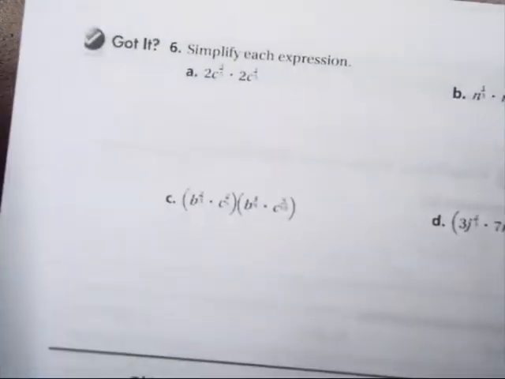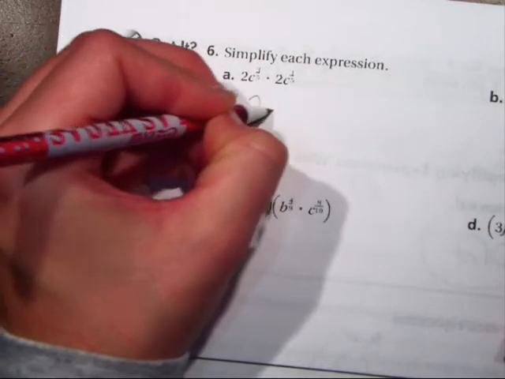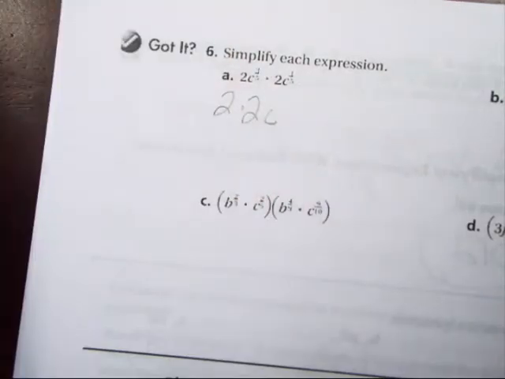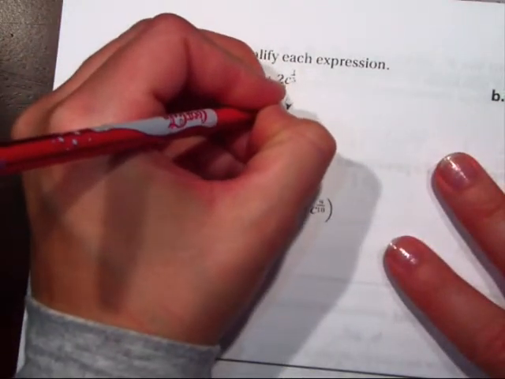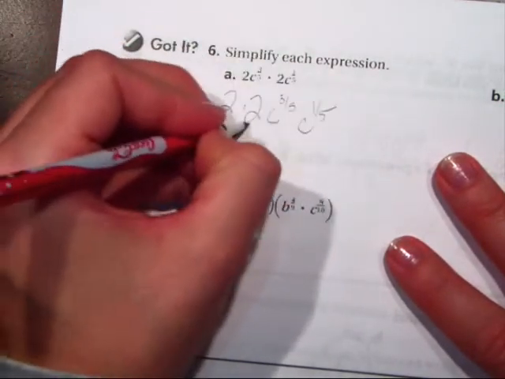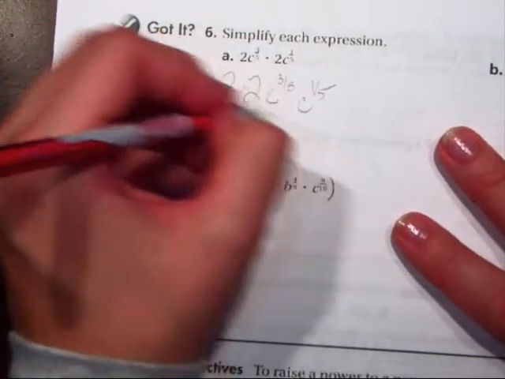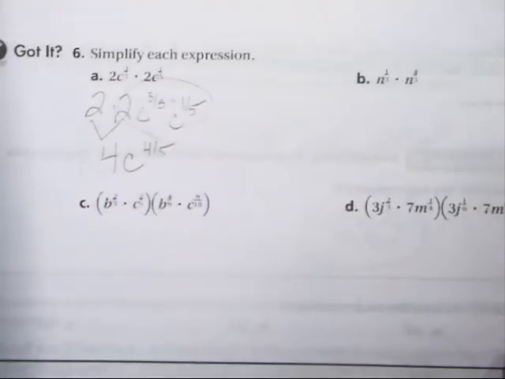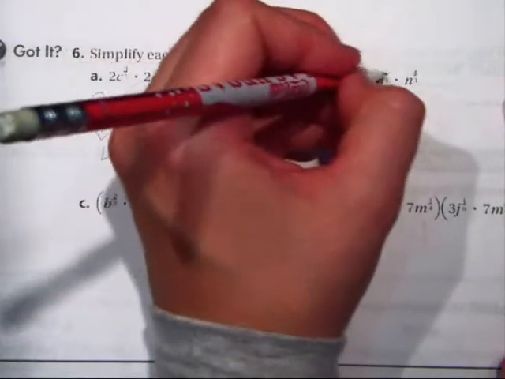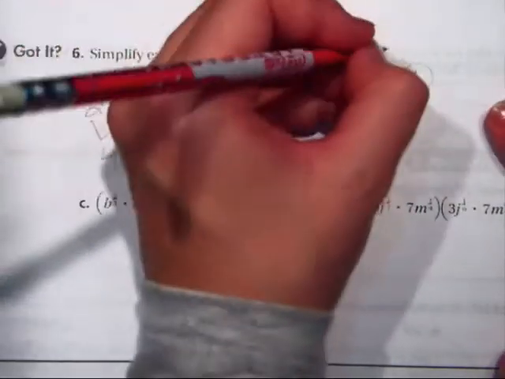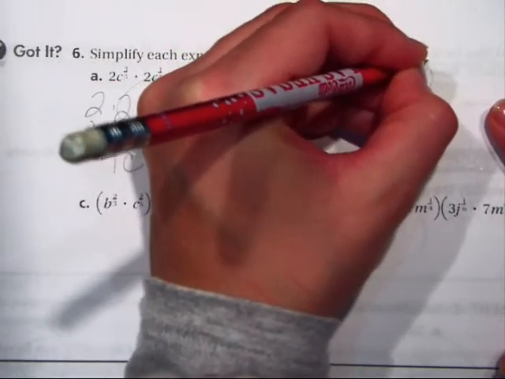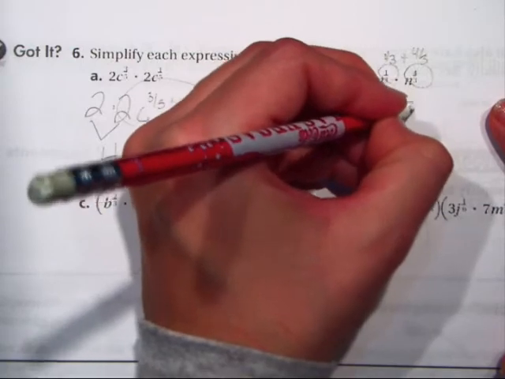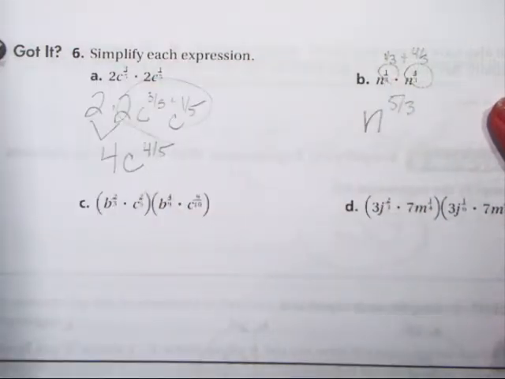Alright, let's move on. Try that again. Again, this is the same we were doing before. We put 2 and 2 together. We put our c's together. That's a c to the 3/5 and a c to the 1/5. 2 and 2 makes 4, because 2 times 2 is 4. And that becomes c to the 4/5 when you add those exponents. Part B, there's no coefficients, so we just add them up. We got 1/3 and 4/3. Well, that becomes n to the 5/3. Do not make that 1 and 2/3. Leave it as an improper reduced fraction.